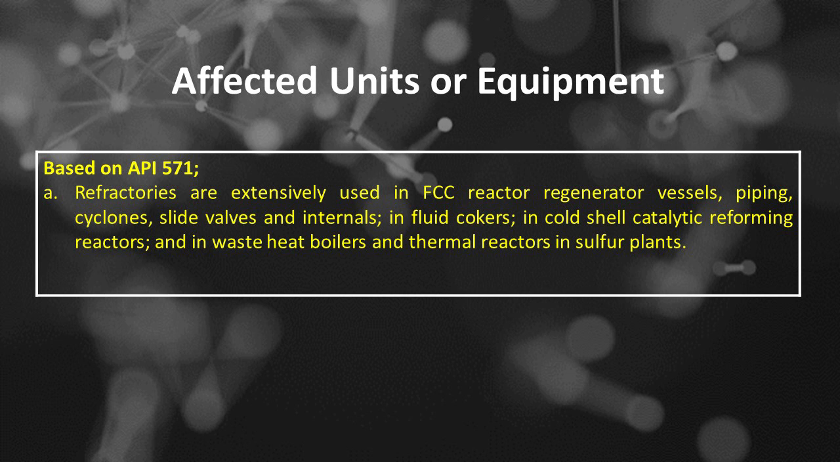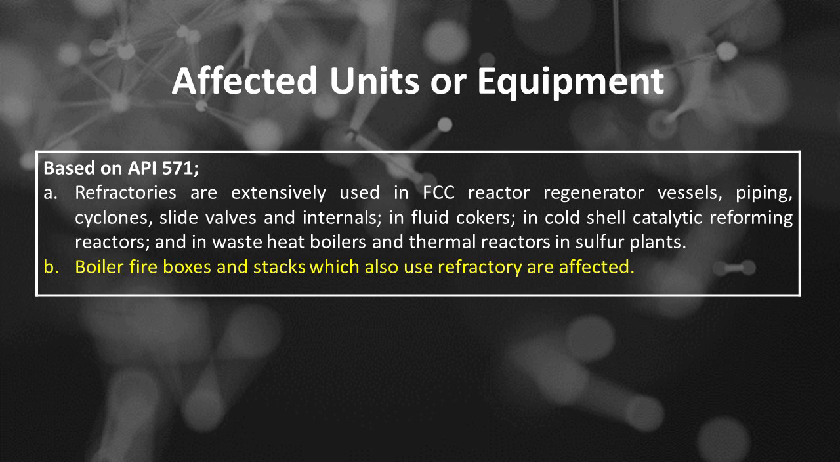Refractory degradation damage mechanisms: affected units or equipment. Based on API 571, refractories are extensively used in FCC reactor regenerator vessels, piping, cyclones, slide valves and internals, in fluid cokers, in cold shell catalytic reforming reactors, and in waste heat boilers and thermal reactors in sulfur plants. Boiler fire boxes and stacks, which also use refractory, are affected.